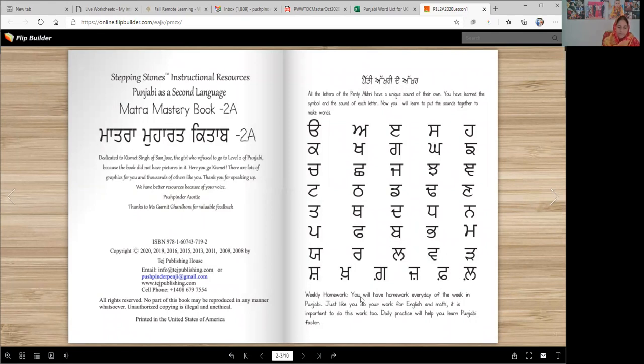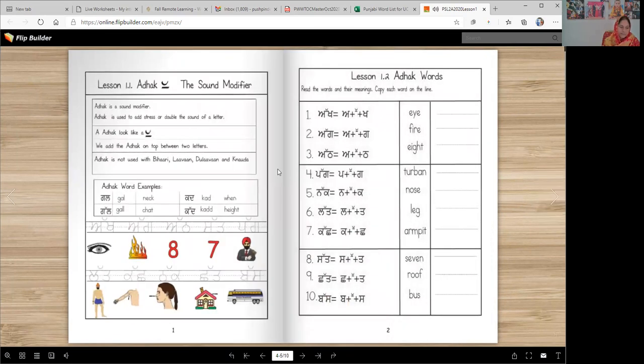Okay? Every day you have homework. Every single day. Just like in English and math, it is important you do your homework in Punjabi also. Okay? And then you will learn Punjabi really well and fast. Our very first lesson is the adak. You probably already know, but we are going to go over it rather quickly today.